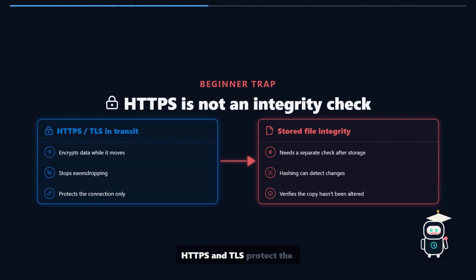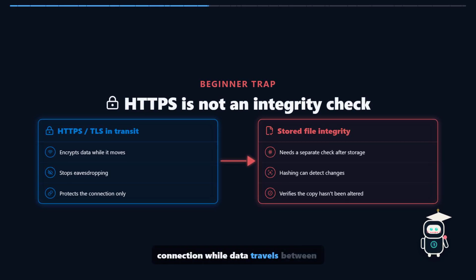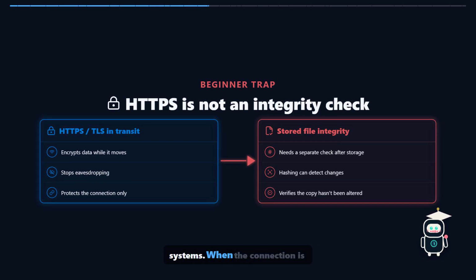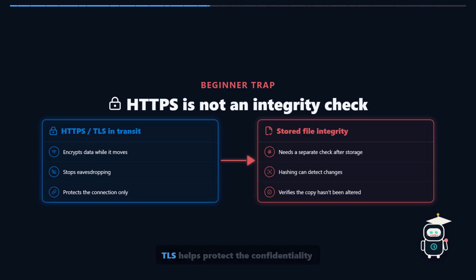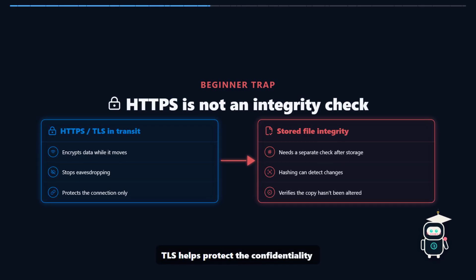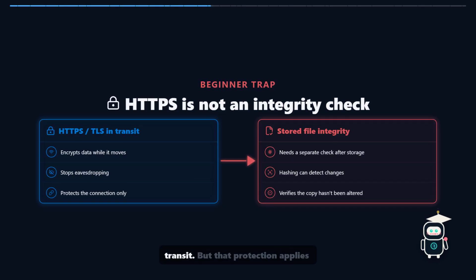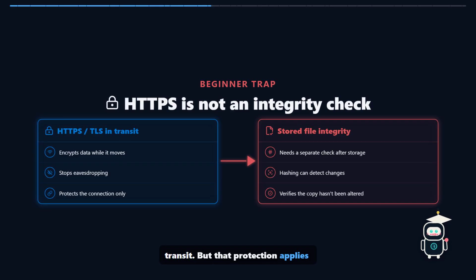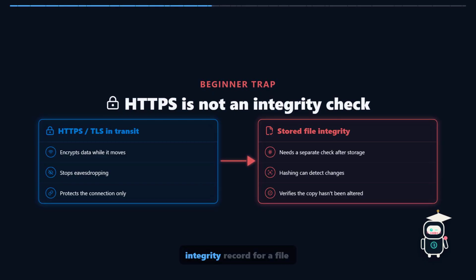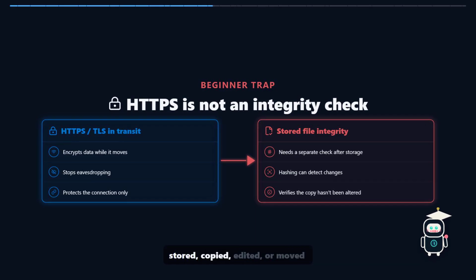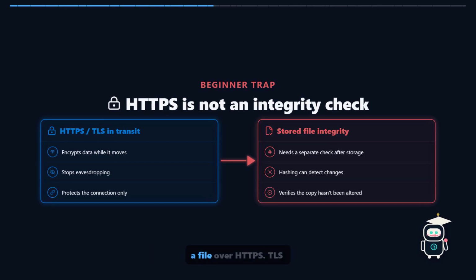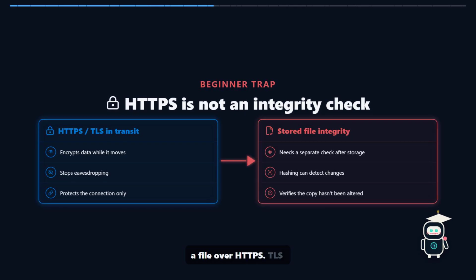HTTPS and TLS protect the connection while data travels between systems. When the connection is correctly authenticated and functioning normally, TLS helps protect the confidentiality and integrity of data in transit. But that protection applies to the communication channel. It does not create a permanent integrity record for a file after the file has been stored, copied, edited, or moved to another system.